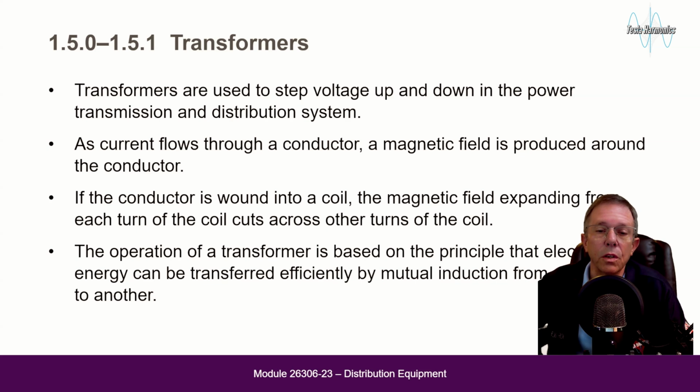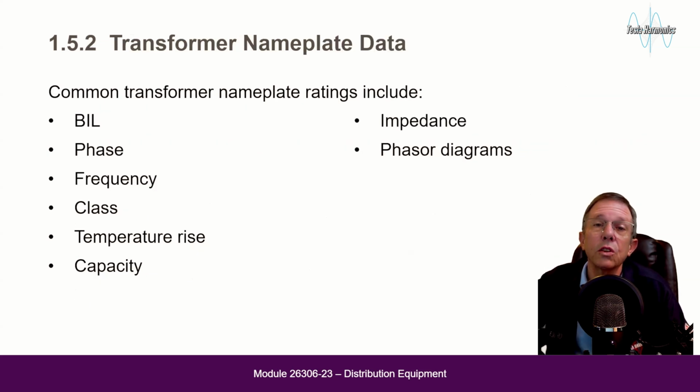The operation of a transformer is based on the principle that electrical energy can be transformed efficiently by mutual induction from one winding to another. Transformer nameplate data. Common transformer nameplate data includes the BIL, the phase, the frequency, the class, the temperature rise, the capacity, the impedance, and the phasor diagrams.